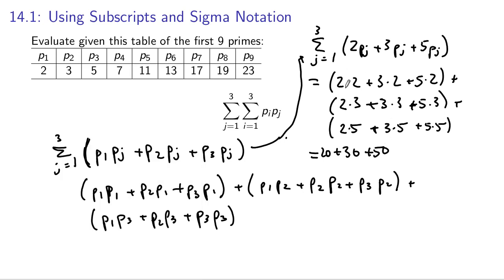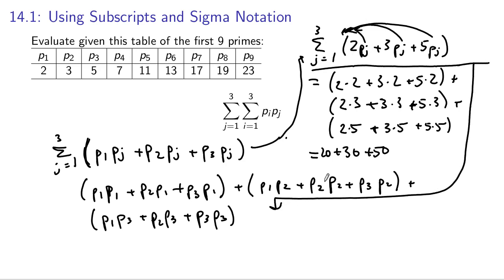Another way of doing that would be to realize we could have pulled the p sub j out, right? So if we had taken this, done some simplification first, we could have made this easier on ourselves. We could say sum is j from 1 to 3 of pj times 2 plus p sub j times 3 plus p sub j times 5, because we've already resolved the p sub i's.